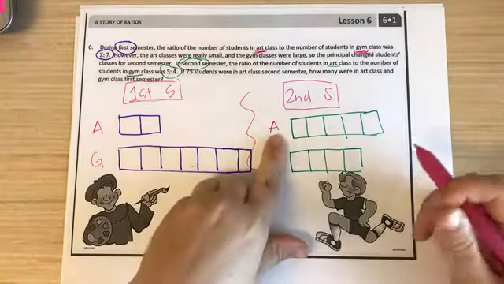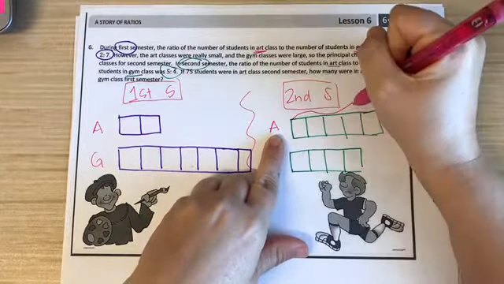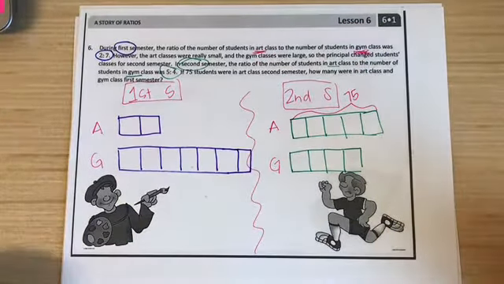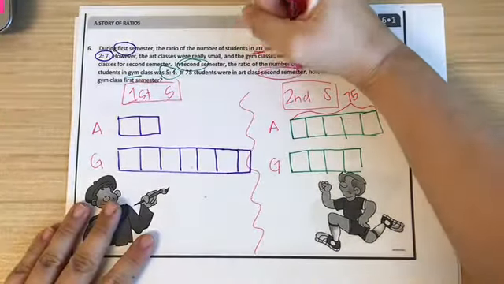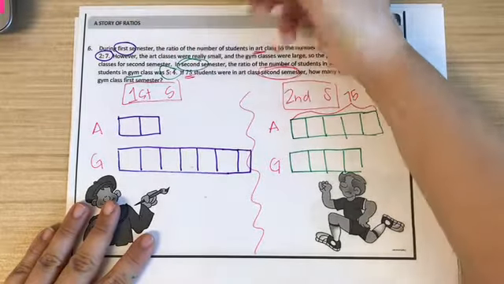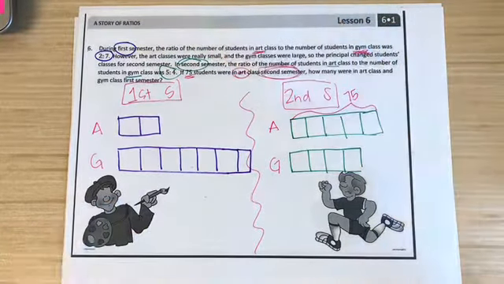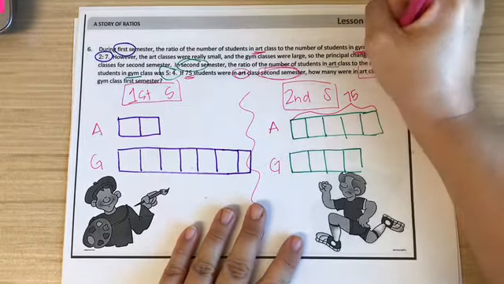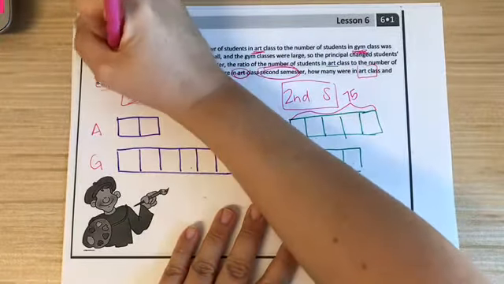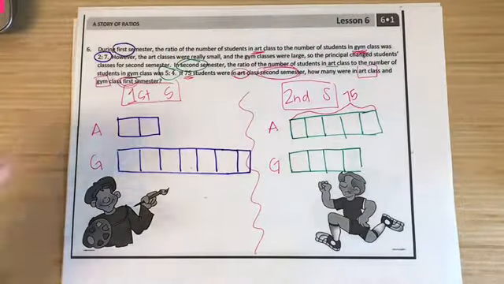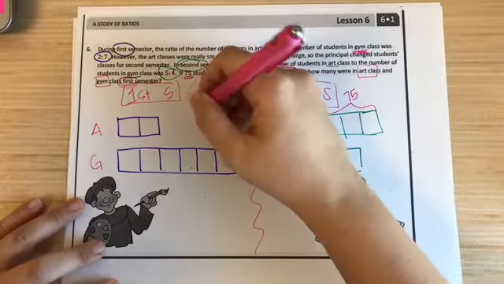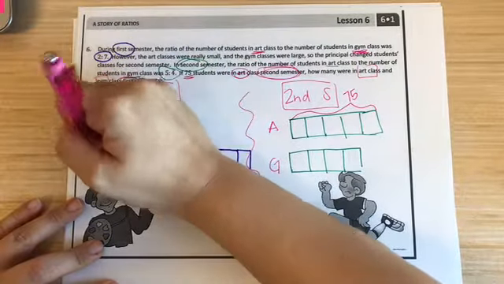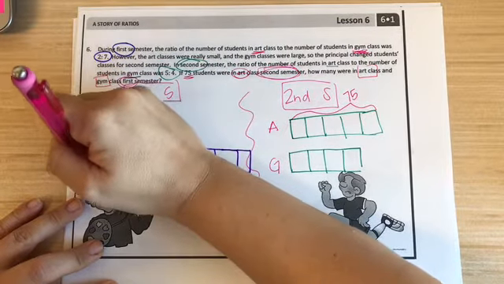Now if 75 students were in art class second semester, so here's art class second semester. That means we know this is 75 students. Okay, making sure we're keeping in mind second semester. How many were in art and gym in first semester? So I want to know how many were in these all together. I don't have room over here, so I'm going to put it over here. These all together, that's what we want to know.